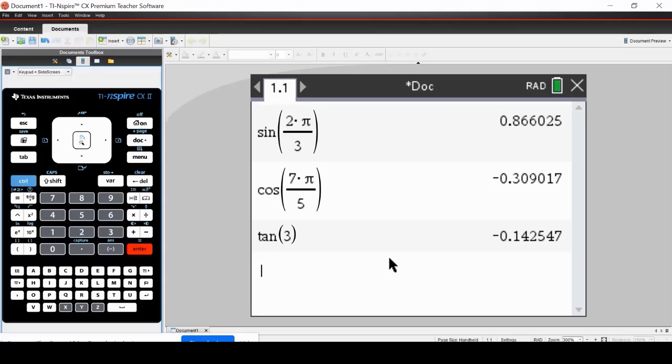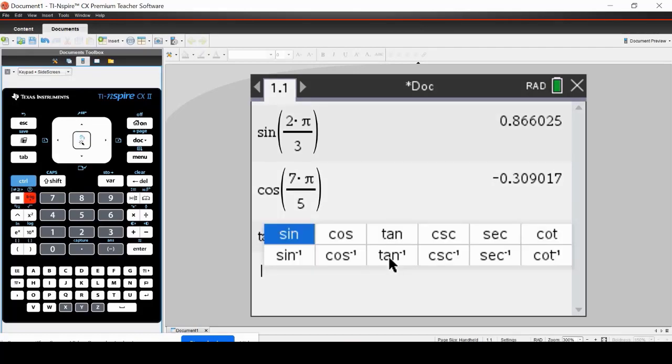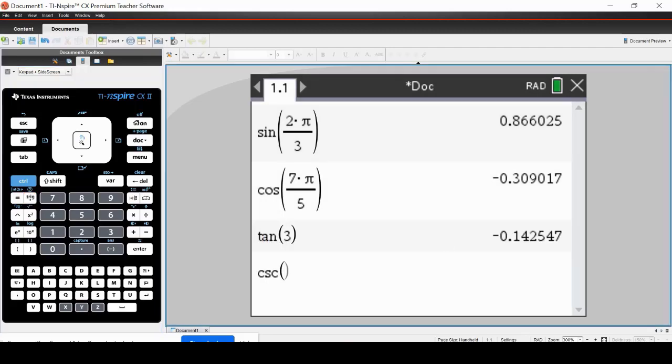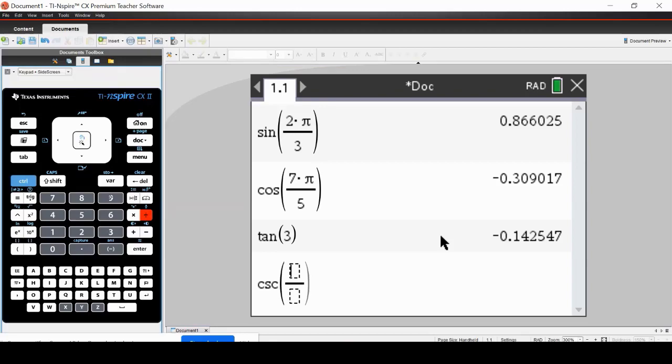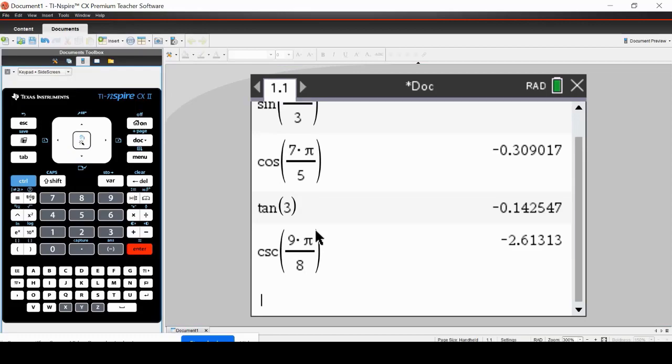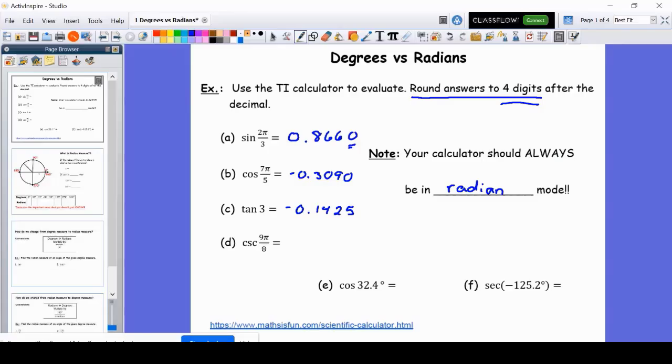Okay. Now, cosecant of 9 pi over 8. Cosecant is a different function. It's not one of our normal 3 trig functions, but we like this on our TI-Nspire calculator. We have the reciprocal functions cosecant, secant, and cotangent, so it is already programmed in there. So we can do control and get our fraction template. 9, the pi is down here again. Choose our pi over 8, and we hit enter. And there we go, negative 2.61313. And I'm going to go back here and we're going to write that down, negative 2.6131.